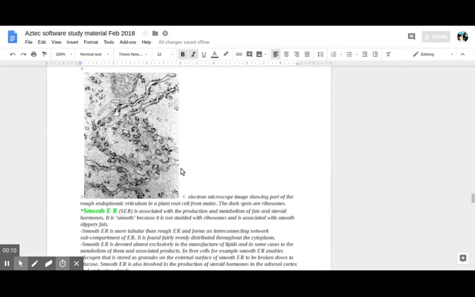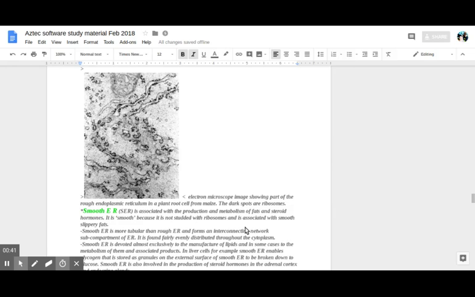So we're continuing with life science and biology in a nutshell. Currently we were learning about the endoplasmic reticulum. We learned about the rough endoplasmic reticulum. These are organelles, or parts of the cell.